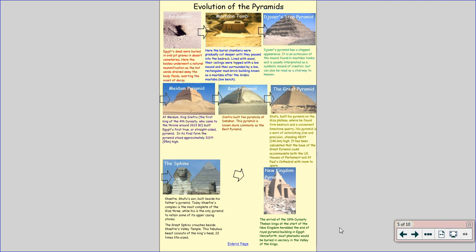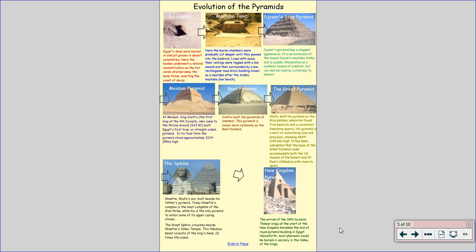So then they went to something known as a mastaba tomb, which were burial chambers that were cut deeper into the bedrock, so deeper into the ground. They were lined with wood, and surrounded by a rectangular mud brick building, essentially, this tomb that they would lie in. So already we can start to see that they're moving from low in the ground to something of a higher structure, a bit more advanced. Then we've got the first step pyramid, the first structure that resembles the style of a pyramid as we know it now.